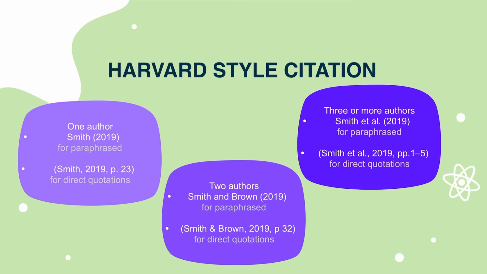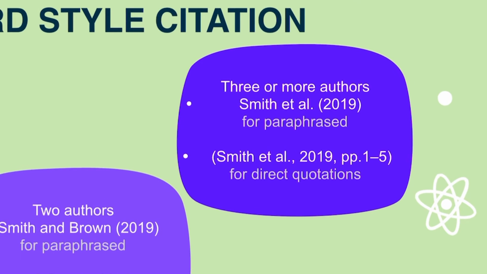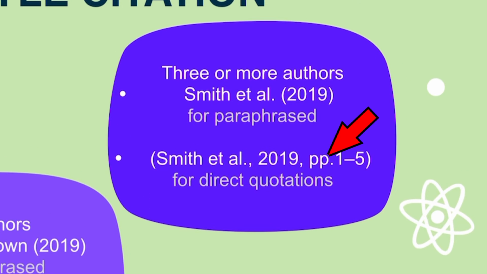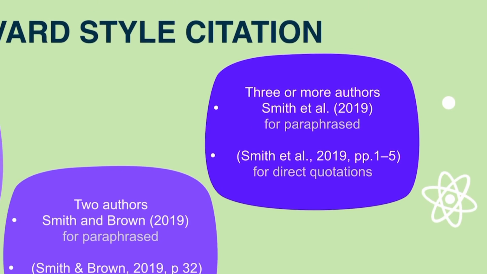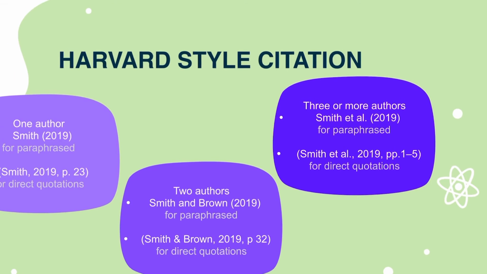For three or more authors, you can just put the phrase et al. after the first author. Side note, in the three or more authors example, for the direct quotation, I put the double P symbol which indicates that it's a page range. It's not unique to three or more authors, it's just that I put it there for more information. That's it for the citation.